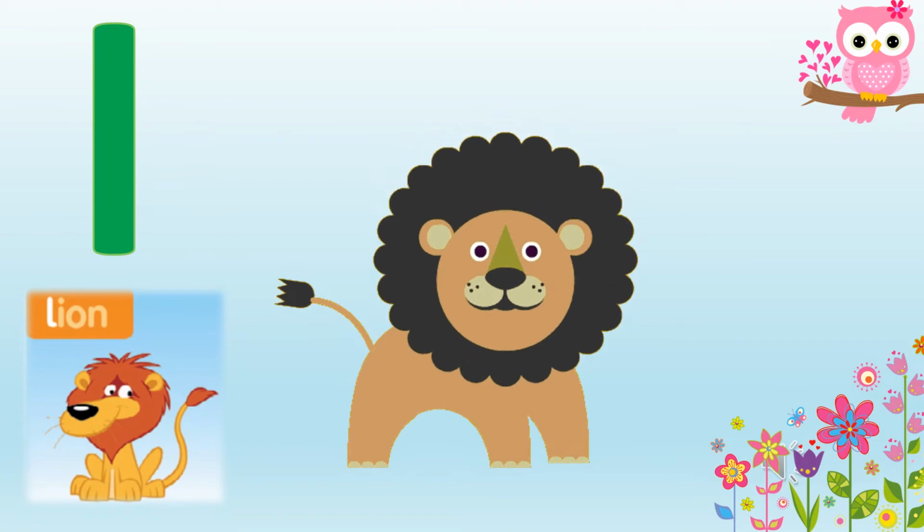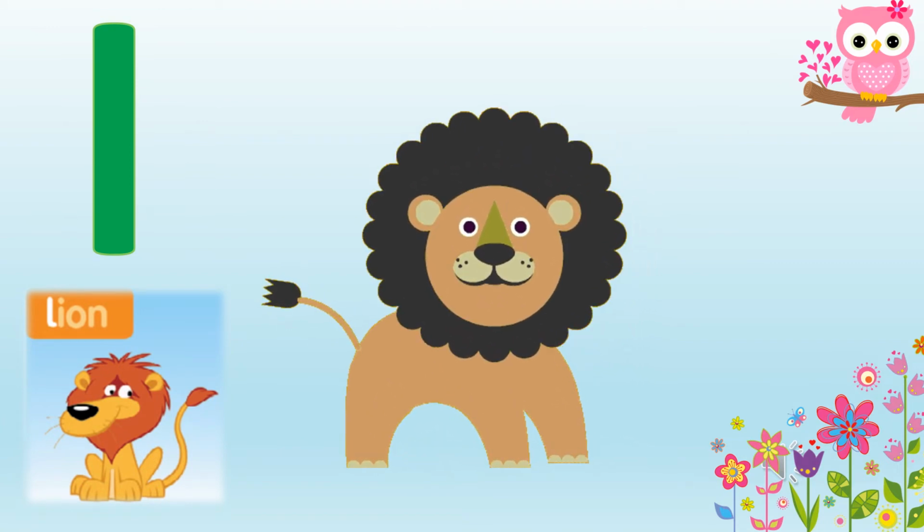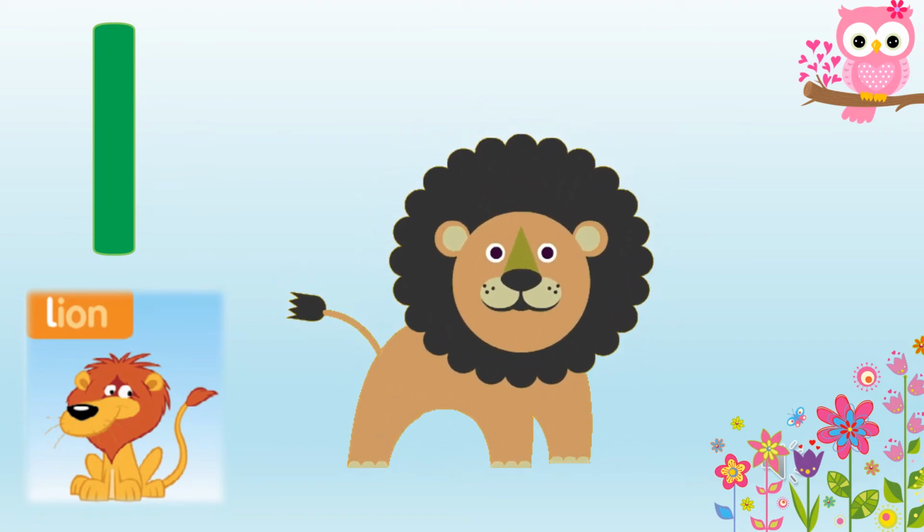And now, let's move to the first word with letter L. Bây giờ, chúng ta sẽ cùng nhau học và nhớ từ đầu tiên liên quan tới chữ L. Lion. L. Lion. Con sư tử.